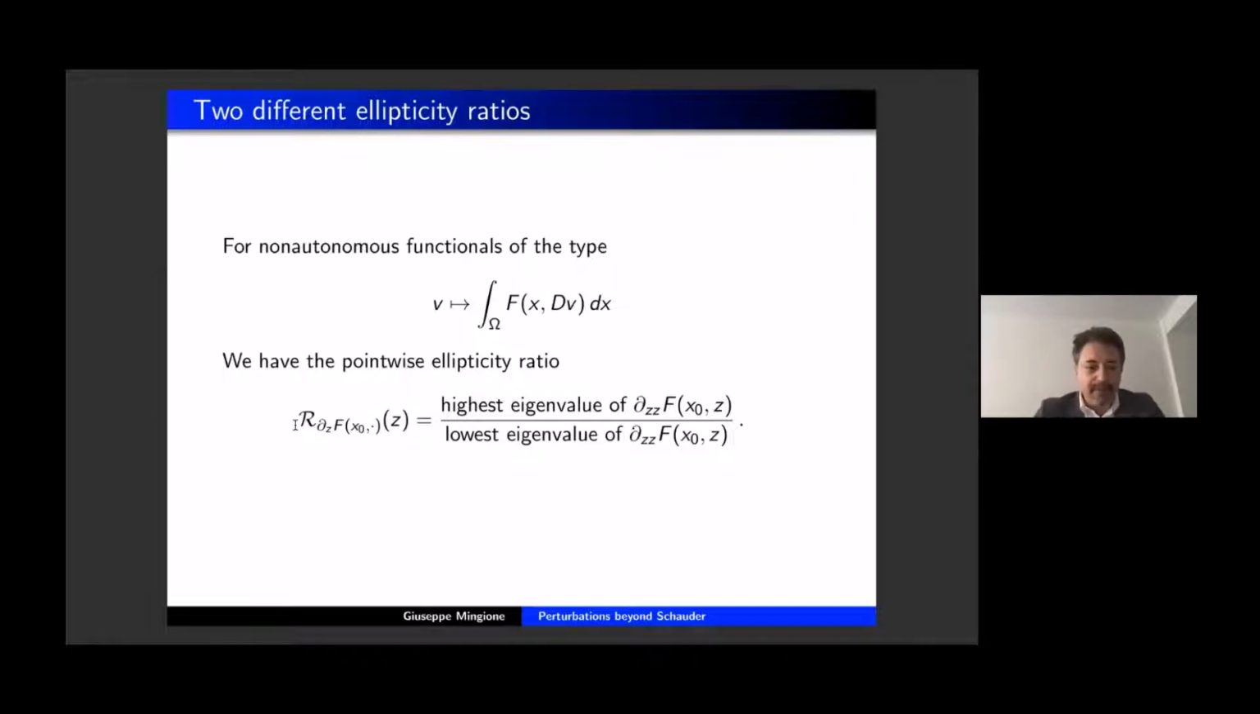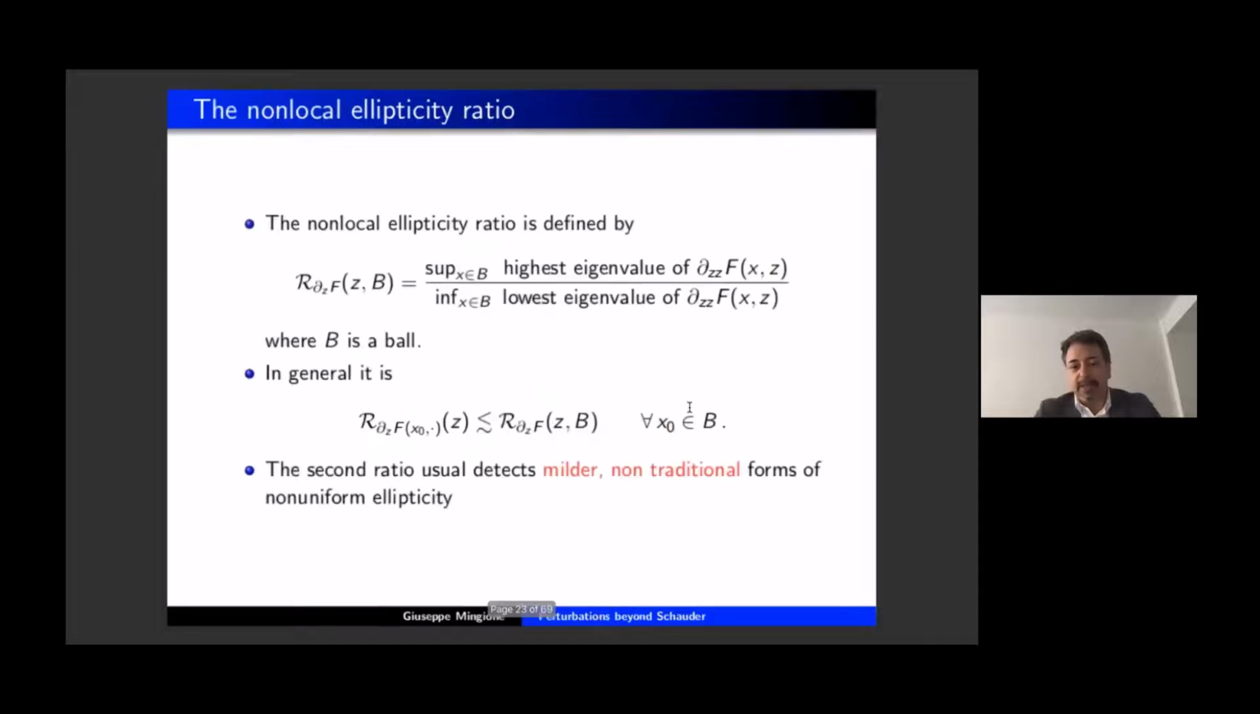So up to now, we have seen the pointwise ellipticity ratio. So you freeze the integrand at the point, and then you consider the ratio between the highest and the lowest eigenvalue at one point. And so non-uniform ellipticity means that there exists one point where this goes to plus infinity. On the other hand, you could also consider this larger quantity. This larger quantity is obtained as follows. Now you don't take a point, you take a ball. So you delocalize the notion.